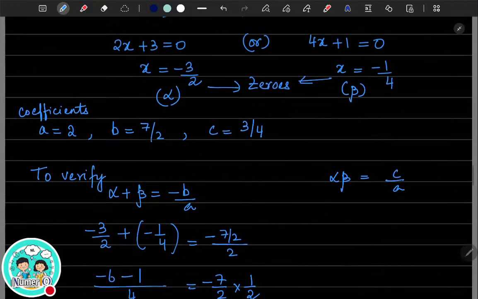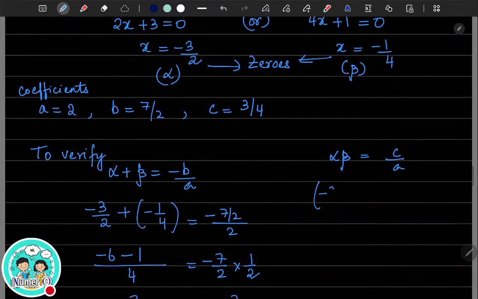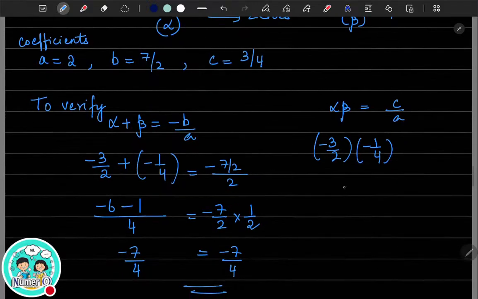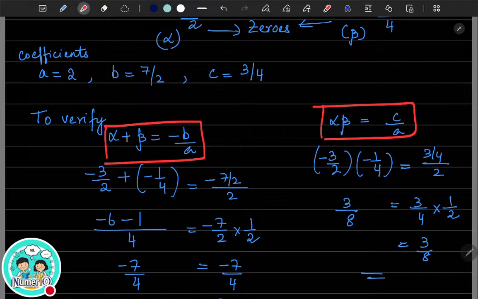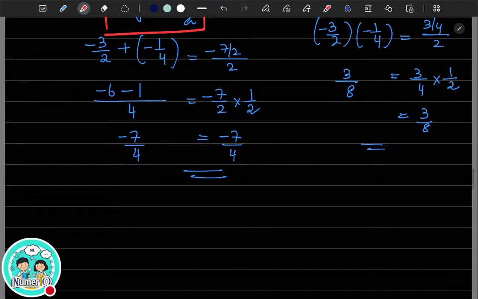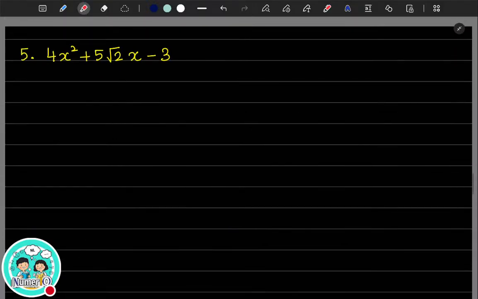What is the product of the zeros? Minus 3 by 2 multiplied by minus 1 by 4. So you have 3 by 8, which is equal to c, 3 by 4, whole divided by 2. Again, this is 3 by 4 multiplied by 1 by 2. So this is 3 by 8, hence verified. So you have to verify these two relationships with respect to the zeros as well as the coefficients. Let's move on to the fifth question.